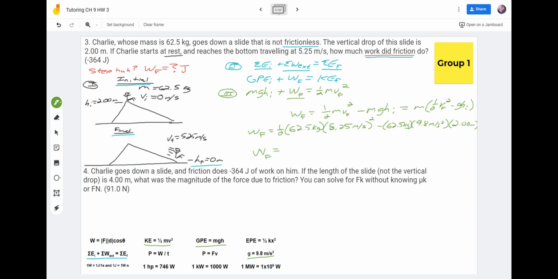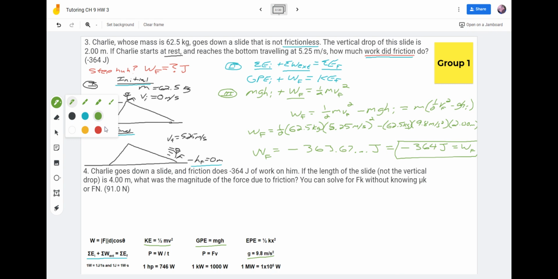So 0.5, 1/2 times 62.5 times 5.25 squared, minus 62.5 times 9.8 times 2.00. And we end up with work final is equal to minus, I get 363.67, yada, yada, yada. It's work, so it's joules. So let's call it minus 364 joules. If we're keeping 3 sig figs, that's what we get. That's the work due to friction.